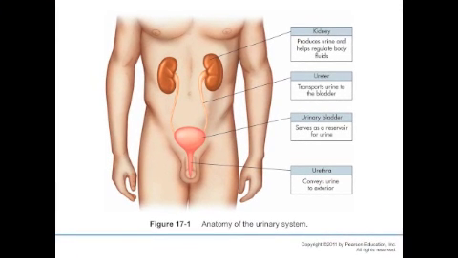Figure 17-1 from page 433 of your textbook is a figure that illustrates the anatomy of the urinary system. In this figure you see the kidneys, the ureters, the bladder, and the urethra shown, and there are boxes on the right side of the figure identifying each of these structures. The kidneys produce the urine and help regulate body fluids. The ureter transports urine to the bladder. The urinary bladder serves as a reservoir for the urine, and the urethra is the tube that conveys urine to the exterior of the body.